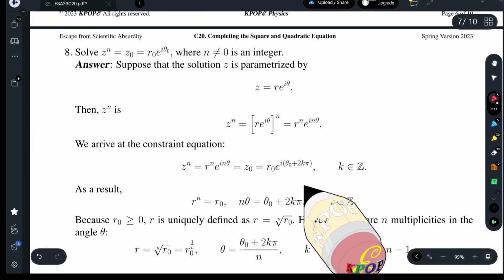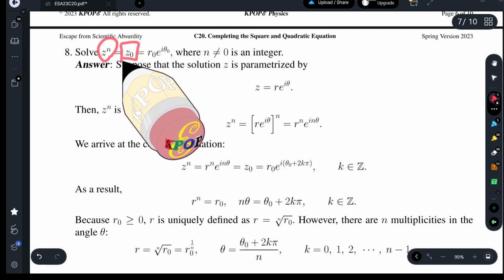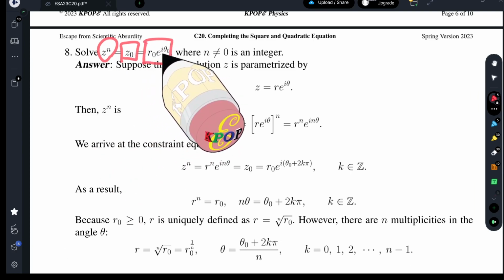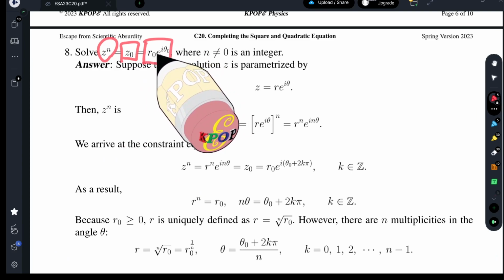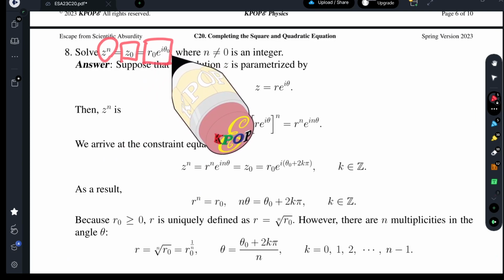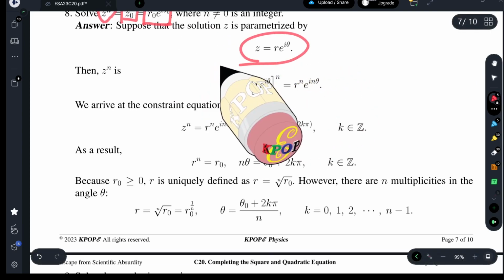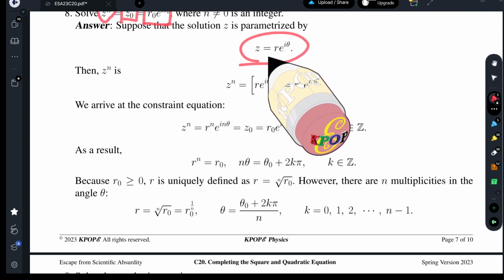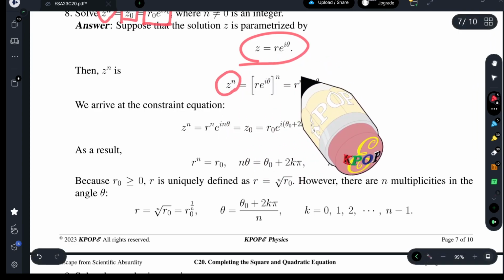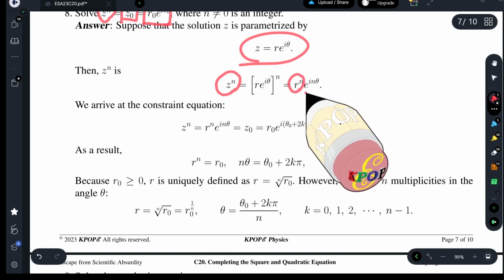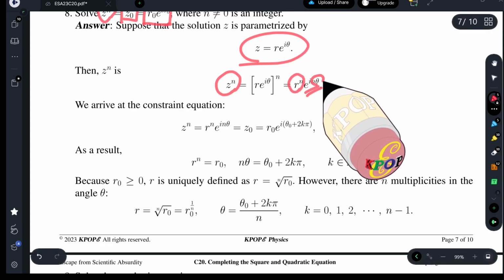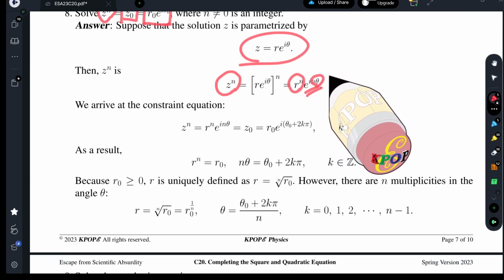Next, we consider the case where z to the n is a constant complex number. This constant complex number can be expressed in polar coordinates as radius multiplied by e to the i theta 0. So we introduced z equals r e to the i theta. What about z to the n? The radius to the nth power, and the exponential i theta to the nth power is just extending the angle by n theta.